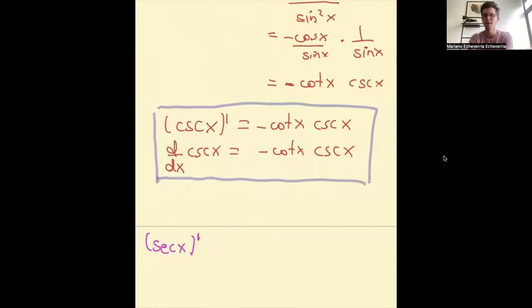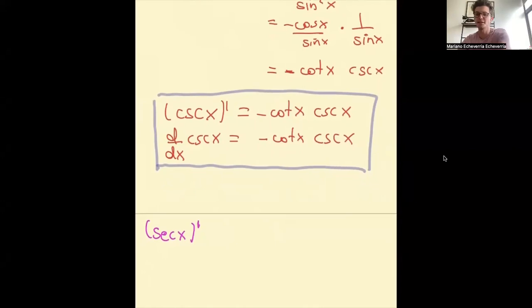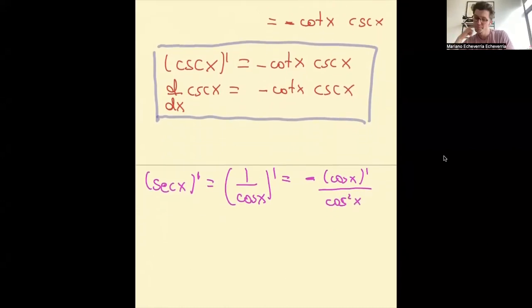Okay, so what should be the answer in this case? Yeah, it should be tangent times secant. Let's try to do it. Let me do it briefly, quickly. That's the derivative of 1 over cosine. If you look at the formula, there's always a minus in the formula, and then you put the derivative of the function. So you have to put cosine of x prime here, and then you square the function, so cosine squared of x. Okay?